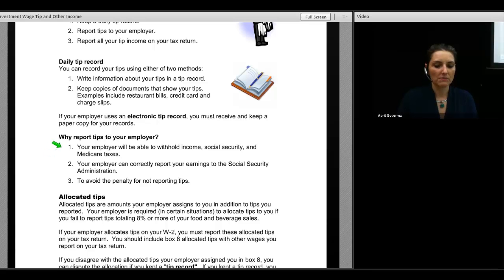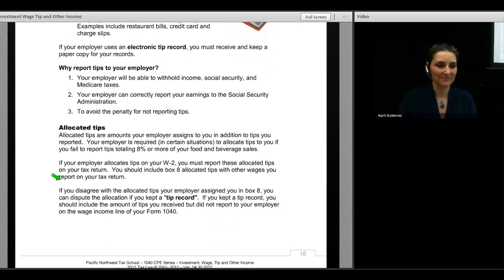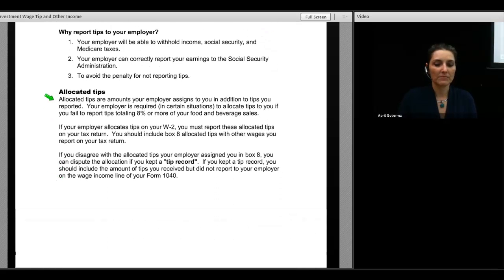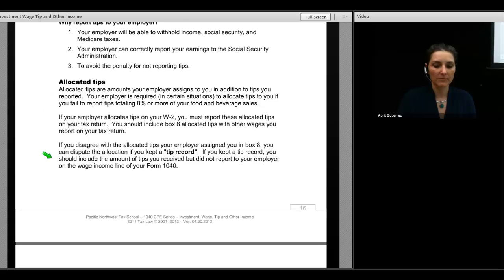Why report tips to your employer? Well, because you're required to under the law. That would be the first reason, but there's others. One of which is that your employer will be able to withhold income, Social Security, and Medicare taxes. And your employer can correctly report your earnings to Social Security Administration, thereby boosting up the amount of Social Security you can qualify for. And 3, to avoid the penalty for not reporting your tips. Allocated tips are amounts that your employer assigns to you in addition to tips reported, and your employer is required in certain situations to allocate these tips to you.